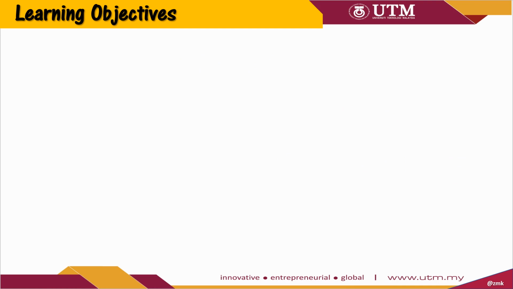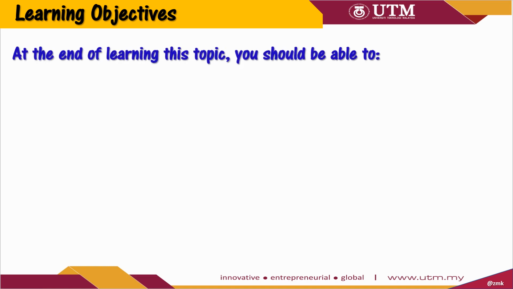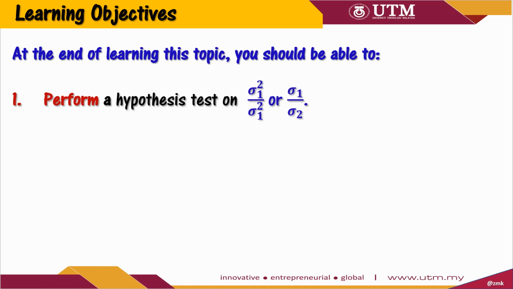These topics' learning objectives are similar to learning objectives on other topics in this Chapter 4. The difference is on the parameter that we want to test this time, which is the ratio of population variances or standard deviations. Therefore, at the end of learning this topic, you should be able to achieve these 5 learning objectives. First, you should be able to perform a statistical hypothesis test on the ratios of sigma 1 squared to sigma 2 squared or sigma 1 to sigma 2.